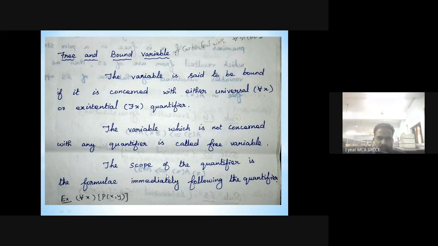The scope of quantifier is the formula immediately following the quantifier. So the scope of quantifier அப்படின்னு பார்த்தீங்கன்னா, குவான்டிஃபையரை ஃபாலோ பண்ணி வரக்கூடிய ஃபார்முலா. ஃபார் எக்ஸாம்பிள் இந்த குவான்டிஃபையர் for all x இருக்குல்ல, இதை ஃபாலோ பண்ணி வரக்கூடிய ஃபார்முலா என்னது, P of x comma y. Therefore, the scope of the quantifier here is P of x comma y.